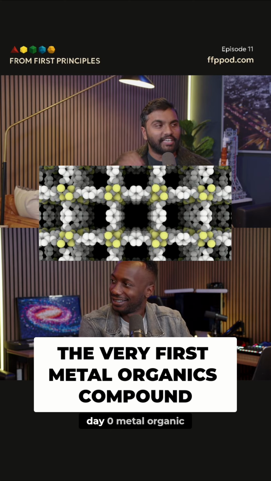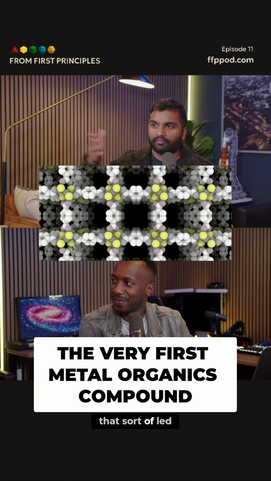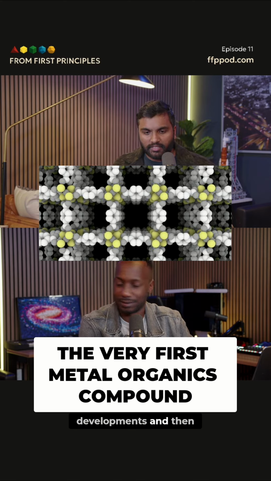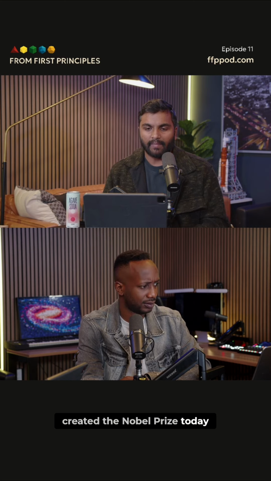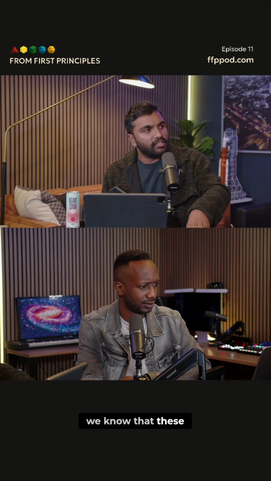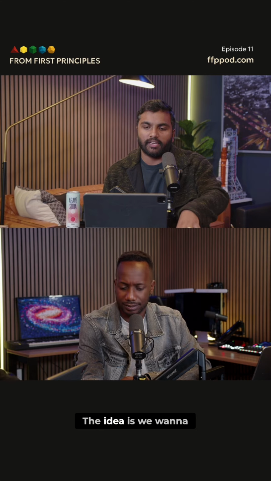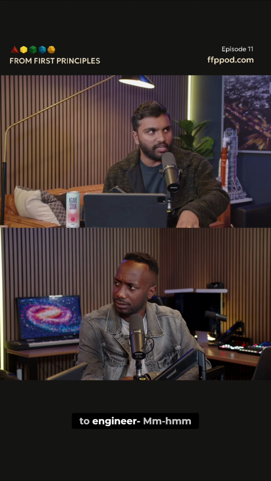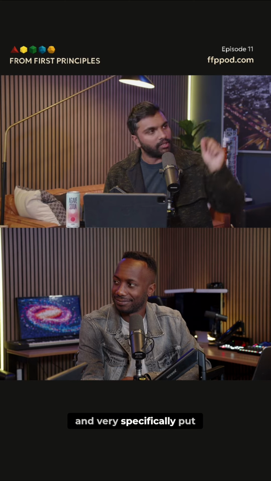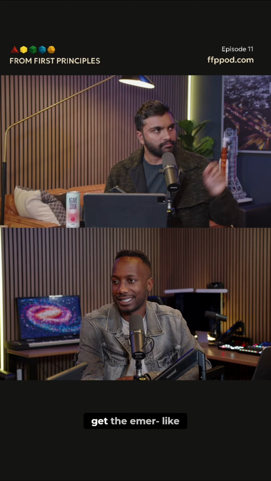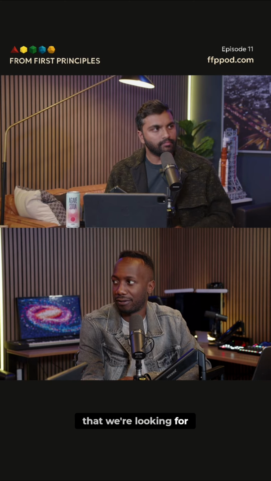This is like the day zero metal organic framework that sort of led to all of the developments and then created the Nobel Prize today. So we know that these things are possible, right? Because they occur in nature. The idea is we want to be able to engineer and very specifically put stuff together in order to basically get the emergent properties that we're looking for.